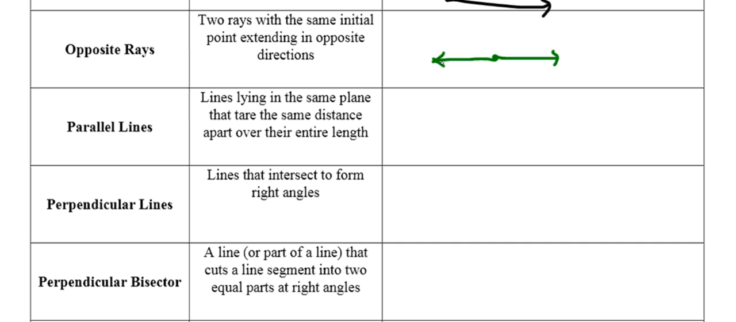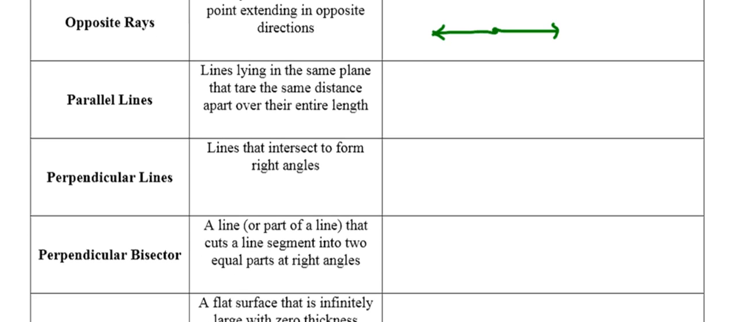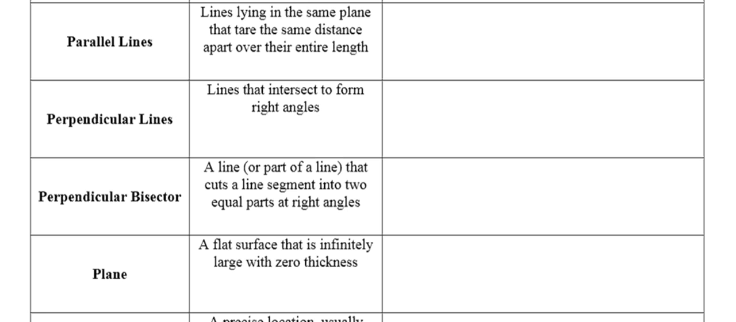So that would be an example of opposite rays. All right, parallel lines. I have a typo in here. It should say lines that lie in the same plane that are the same distance apart over their entire length. So when I think about parallel lines, I think about the railroad tracks going on. They're in the same flat surface, the same flat sheet of paper, but they're the same distance apart over their entire length.